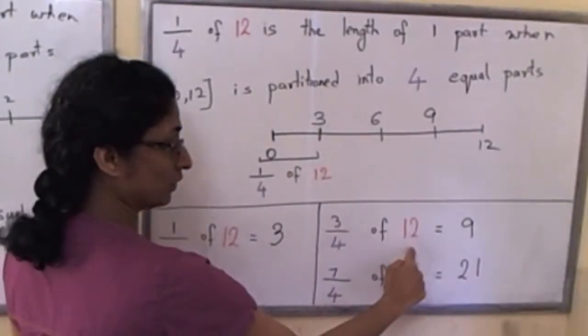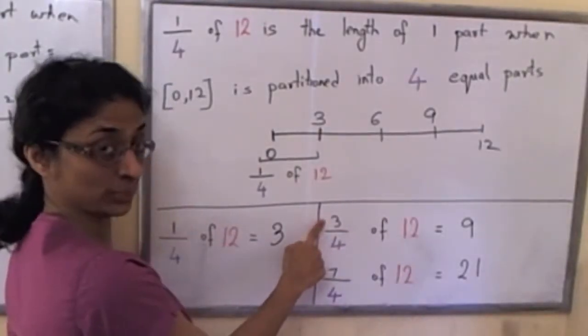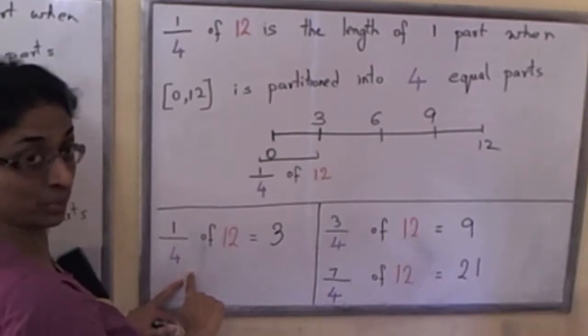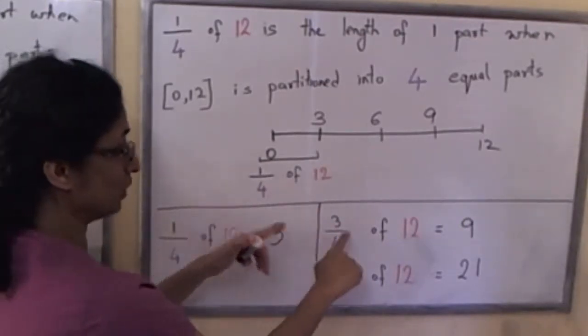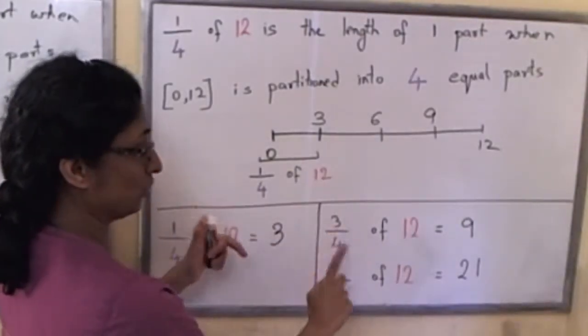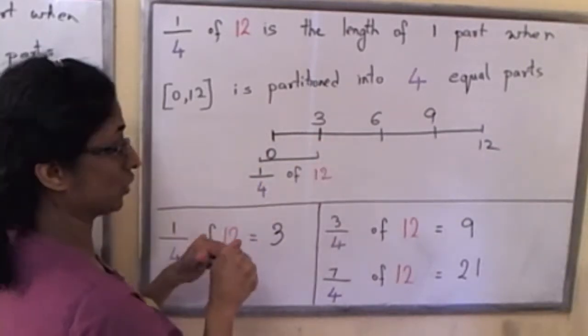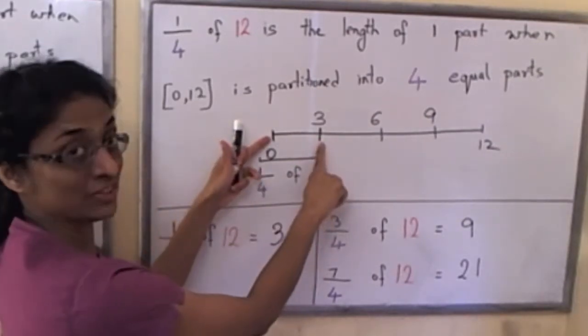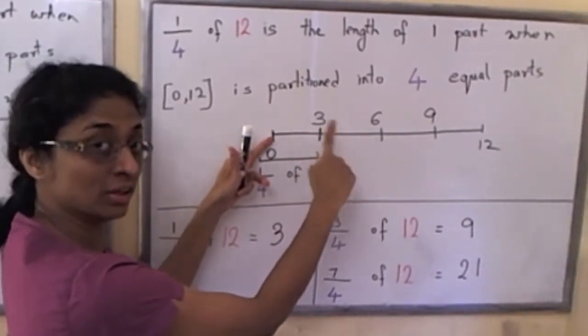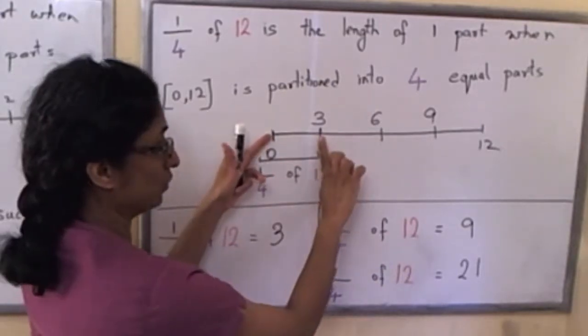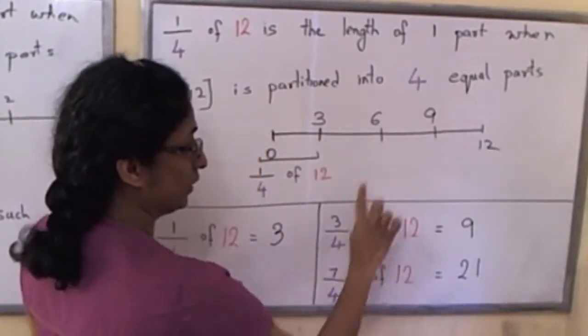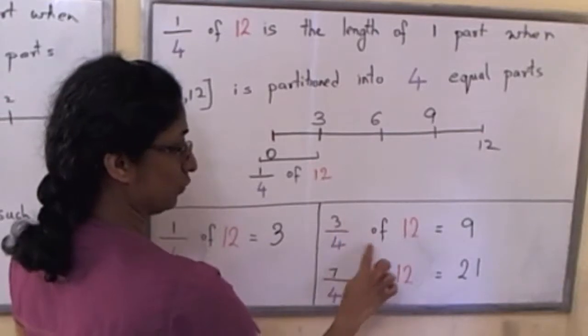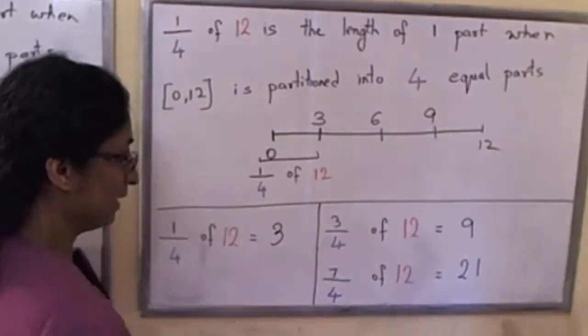3/4 of 12, the numerator 3 is the only thing that's different from this example. It's telling us we should look at the length of 3 such parts. So take this piece and concatenate 2 more pieces to it. So you get the length of 3 such parts. So as you can see from the picture, 3/4 of 12 is 9.